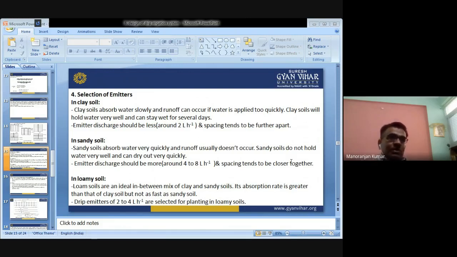The main point is that if there is clay soil, then we have to choose the lower emitter discharge. If there is sandy soil, then we have to choose the higher emitter discharge. Also, in clay soil, the spacing between the emitters should be kept more, whereas in sandy soil we should keep the spacing between the emitters very close. So this is the main point for the selection of emitter.